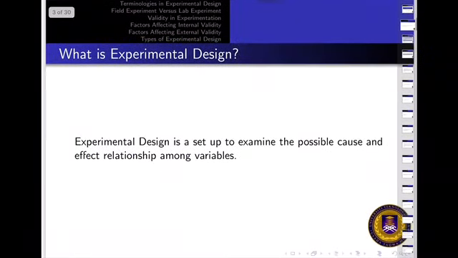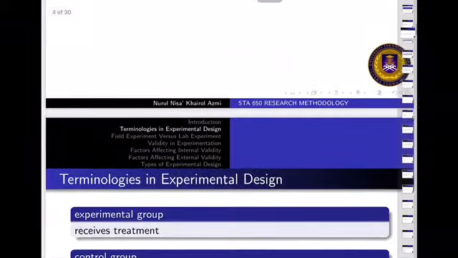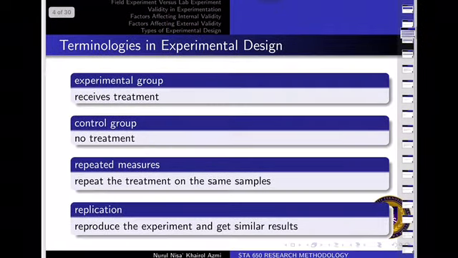So what is experimental design? Experimental design is a setup to examine the possible cause and effect relationship among variables. So if you want to determine what are the factors that affect the dependent variables, we do the experimental design. So these are some basic terminologies that we use in experimental design.